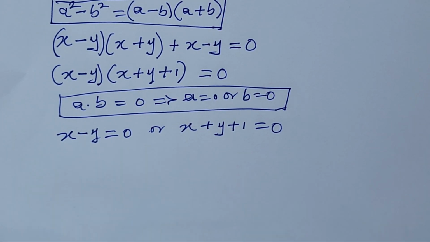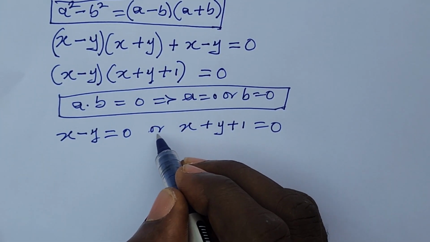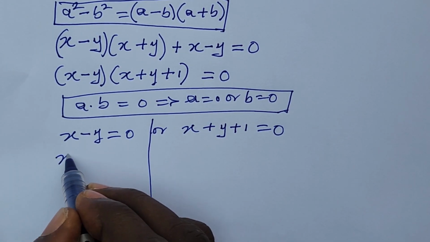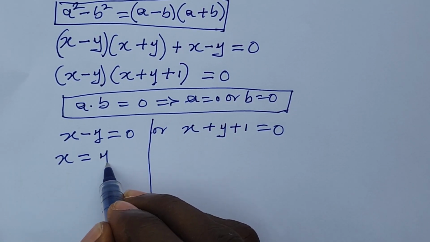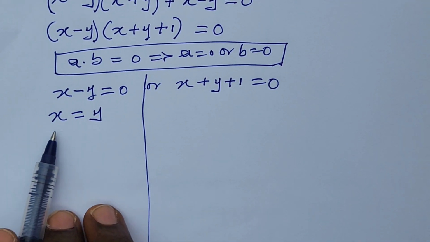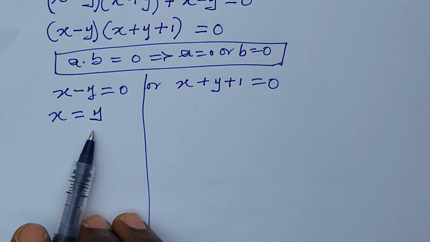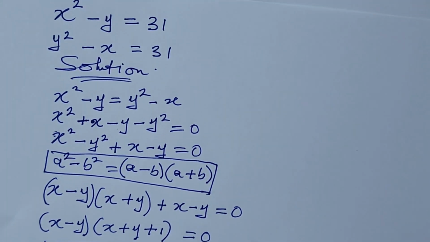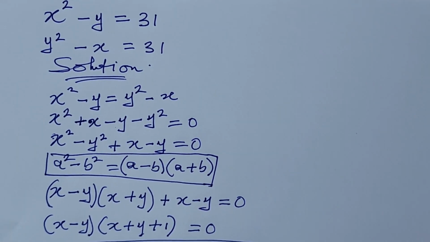So this side, let's handle this. Let's separate this out here. This means that x is equal to y. But then what will be the numerical value of x that will be equal to y, that we will put into the original equation to give us 31?